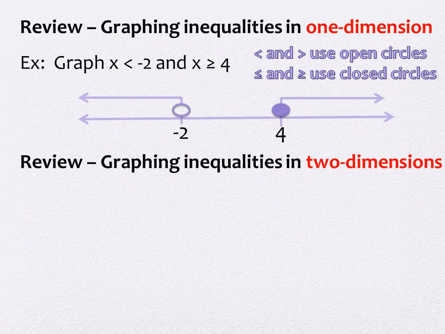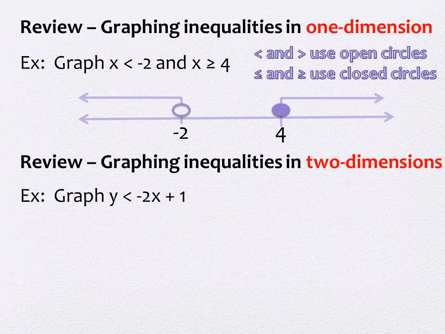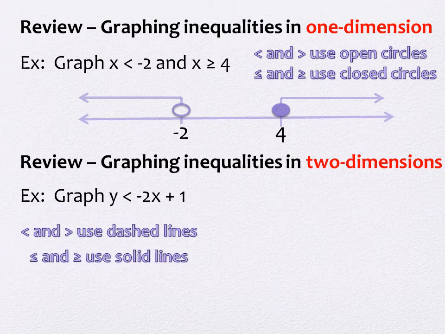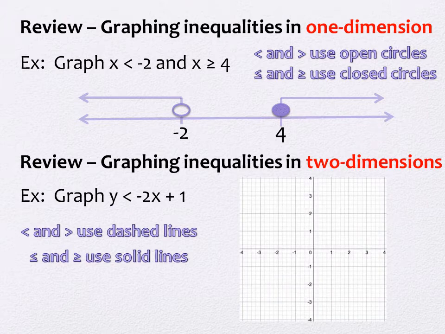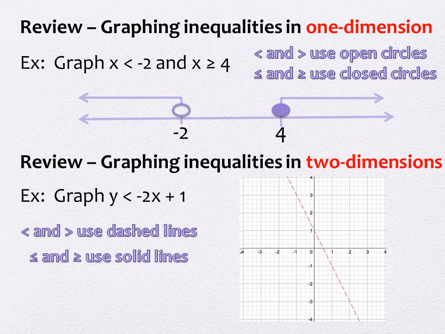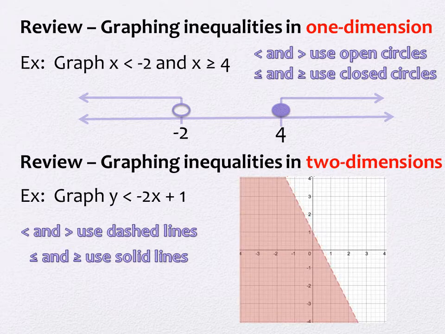When we graphed inequalities in 2 dimensions, such as graph y less than -2x plus 1, this is when we had our x and y axis. So instead of using open and closed circles here, we're actually going to use dashed lines and solid lines. So for example, if we were to graph -2x plus 1, we know it starts at +1 on the y-intercept and it has a slope of -2. Since it's strictly less than, we're going to use a dashed line. Now the next step is, remember, we have to shade above or below the line. Now since it's less than, we're going to shade below the line.